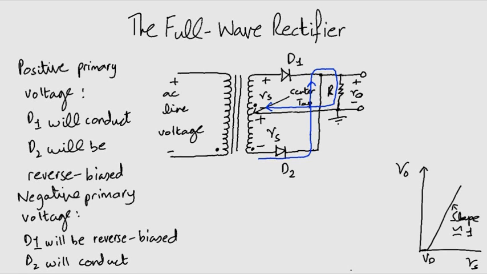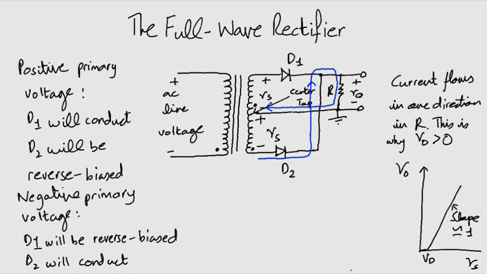Notice that current flows in one direction in R. This is why the voltage is unipolar. It is always positive despite the line voltage being alternating. The transfer characteristic of the negative half is like this, and the complete waveform is like this.